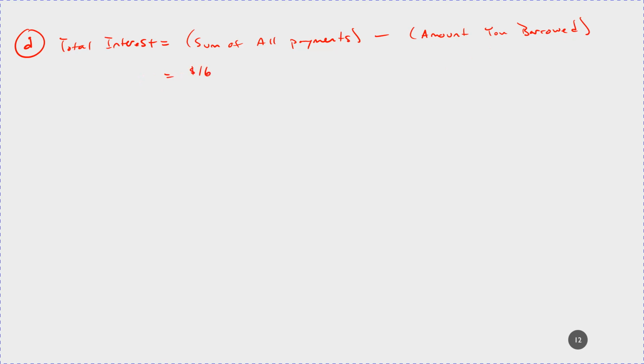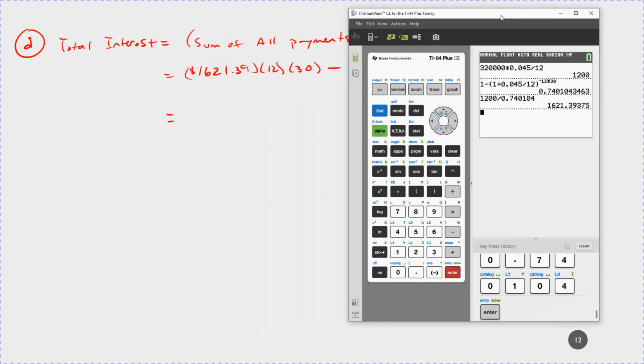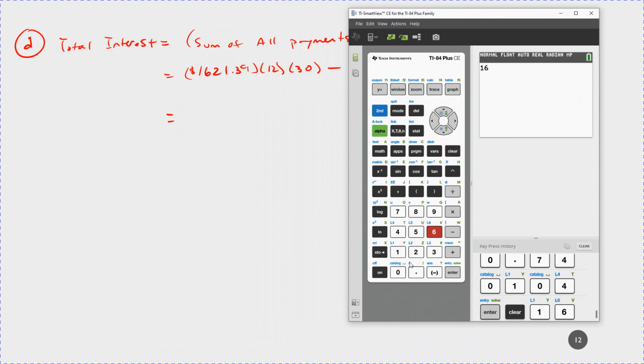So you're going to take your monthly payment, $1,621.39. You're making monthly payments for 30 years, so 12 times 30. Minus, remember, you only borrowed $320,000 here. So let's figure out how much your total payments were. 1621.39 times 12 times 30. Wow, look at this. Over your 30 years, you paid $583,700.40.